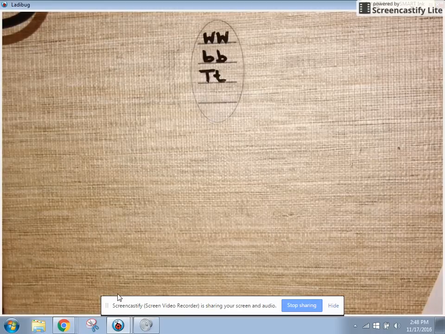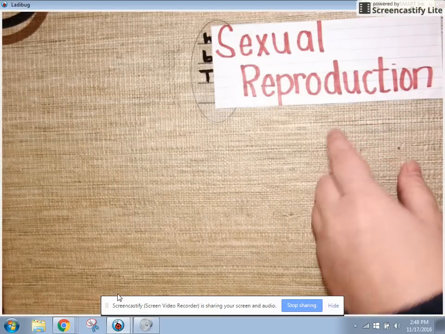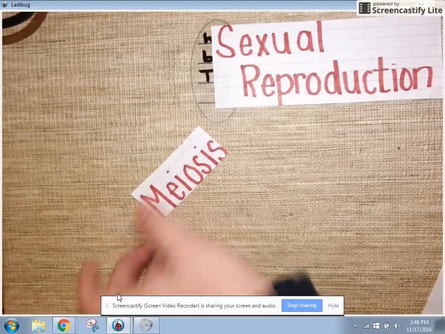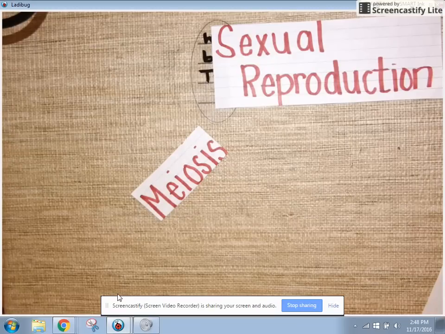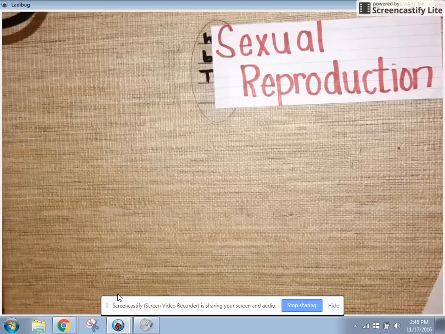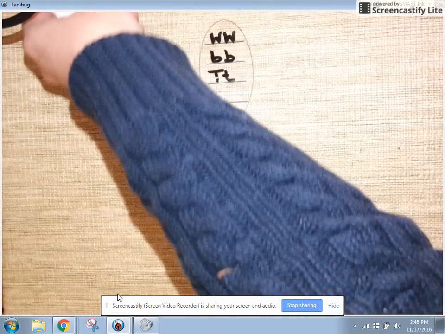How do these things reproduce when you have individuals that reproduce through sexual reproduction? The first thing is we're going to show meiosis. Now, again, don't worry too much about writing on your paper just yet. We'll get to that point later. Just watch this, and at the end, I'll make sure that you understand what to write down. So let me show you how meiosis works.